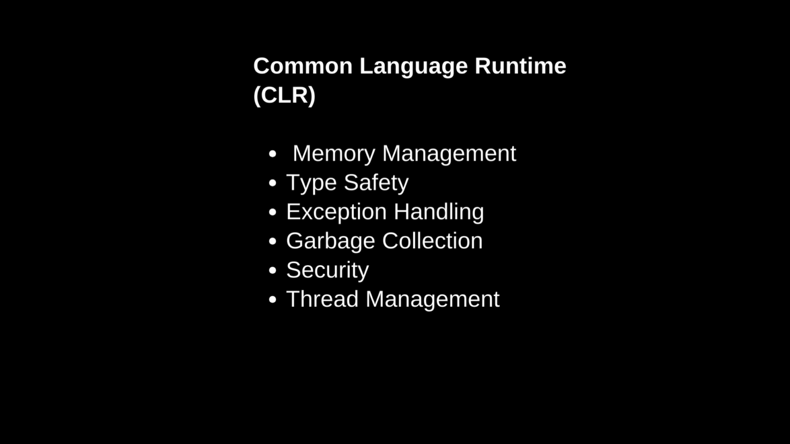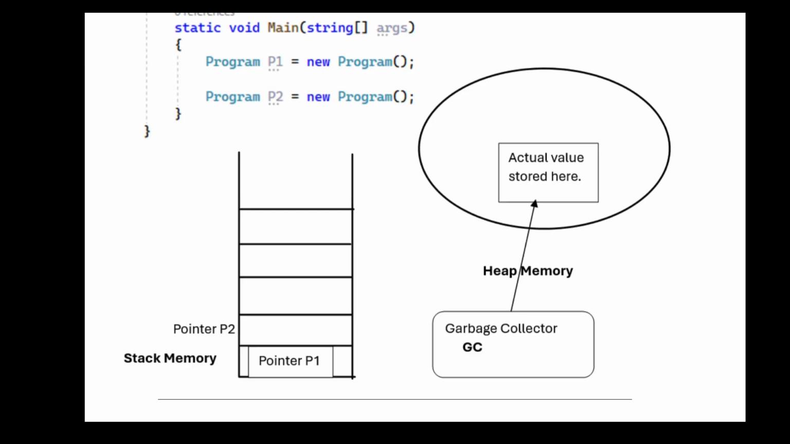Now the next and very important feature is garbage collection. So garbage collection is basically an automated process of the common language runtime, CLR, to manage memory by allocating for live objects and releasing memory for dead objects, which we'll see by this example. So if you can see here, we have created an object of the program class, where the pointer is stored at a location in stack memory and the actual value is stored in the heap memory.